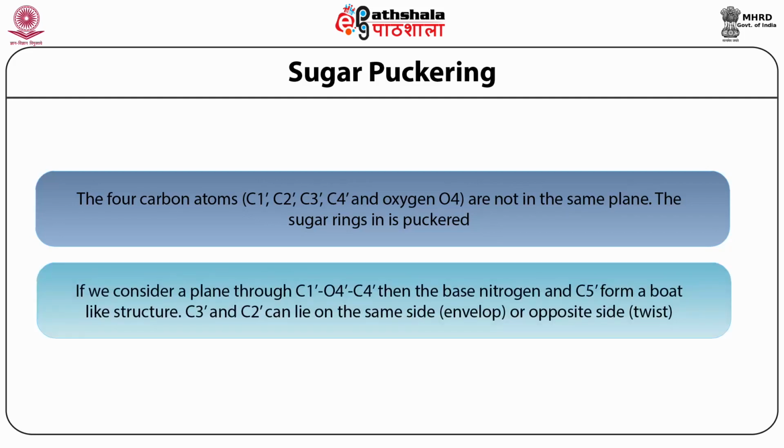If we consider a plane through C1', O4', and C4', the base nitrogen and the C5' form a boat-like structure. C3' and C2', which are the 2 other atoms left, can lie either on the same side, and this is called an envelope conformation, or they can lie on opposite sides, which is called twist conformation.